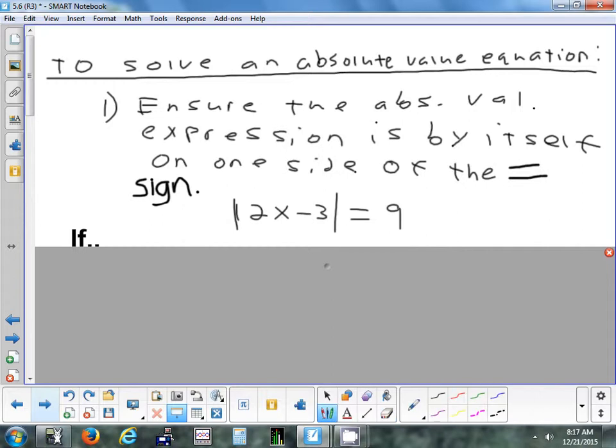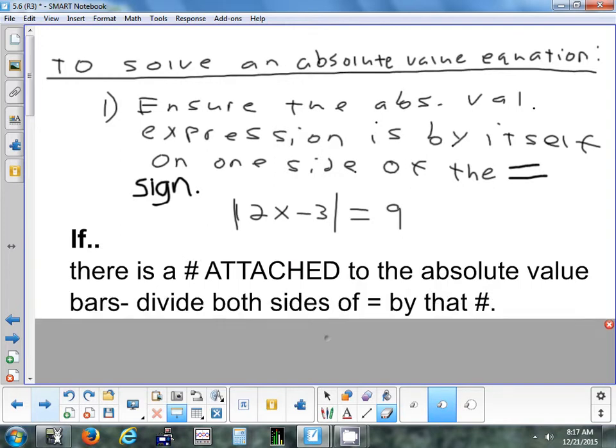Here's another example. This still is not ready to go because we have something on the outside we have to get rid of first. I just showed you basically each case you could have. If you have a number attached to the absolute value, you're going to divide both sides by that number. Here's an example: putting a 3, no plus sign, no minus sign, just a number right in front of the absolute value.